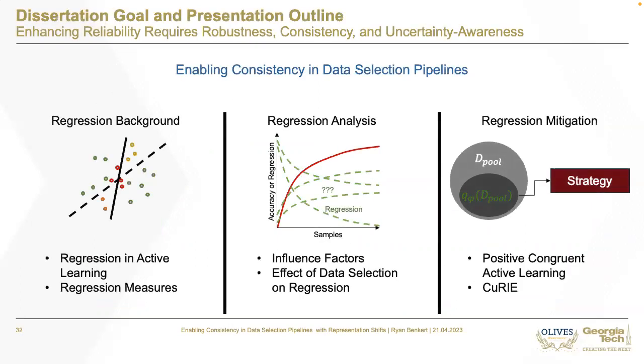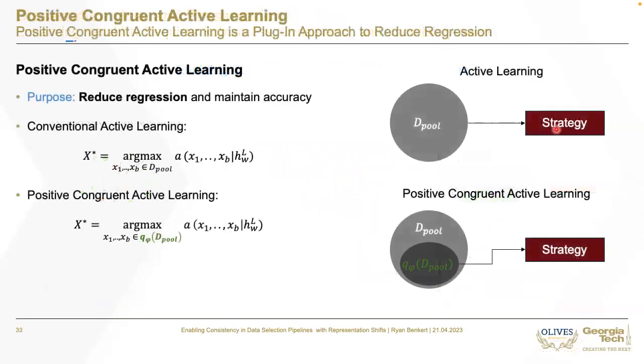Which brings me to the last third of this talk, which is regression mitigation. So is there a way we can reduce the negative flip rate while maintaining accuracy? And the idea is actually very straightforward. That's what we call positive congruent active learning. The idea is we want to reduce regression while maintaining accuracy.